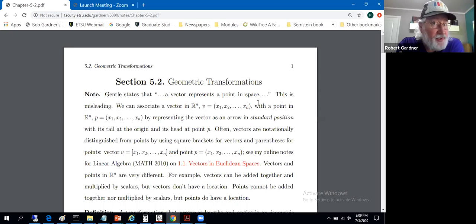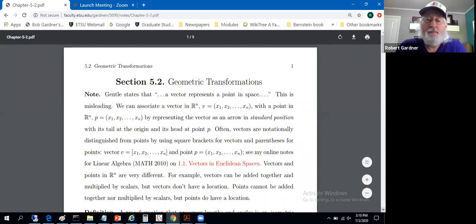If you put the vector in standard position, then yes, but vectors in general, they don't have positions. So we can associate a vector in Rn with components x1 through x sub n, with a point in Rn, P, say, with coordinates x1 through xn. Vectors have components, points have coordinates, by representing the vector as an arrow in standard position, that is, with its tail at the origin and its head at point P.